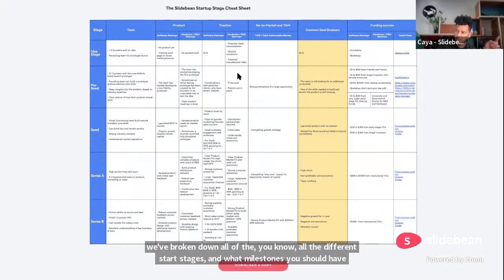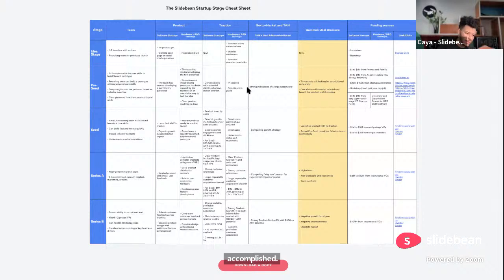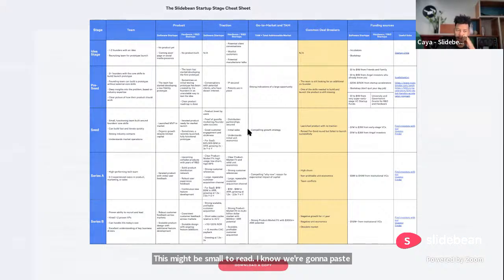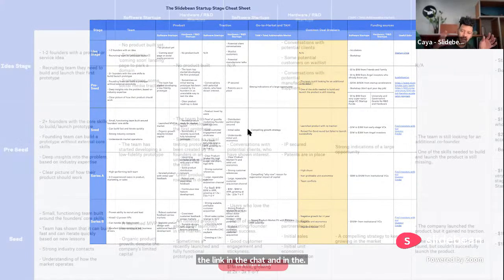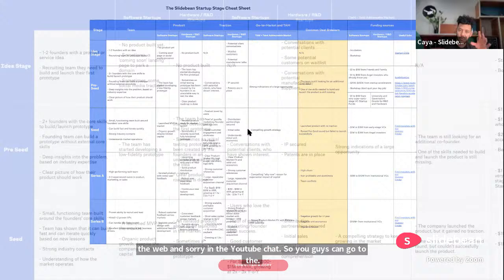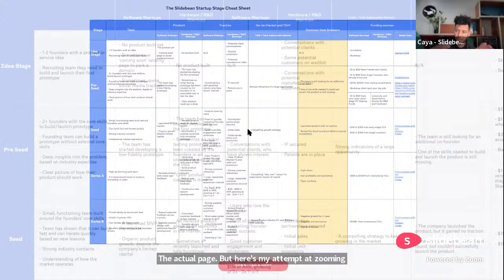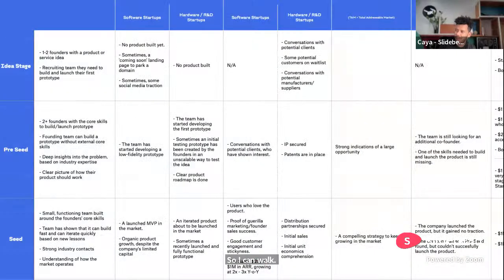Now, this might be small to read, I know. We're going to paste the link in the YouTube chat, so you guys can go to the actual page. But here's my attempt at zooming in so I can walk through the stages. I'm going to start with pre-seed, the one in the middle, and it'll make sense.